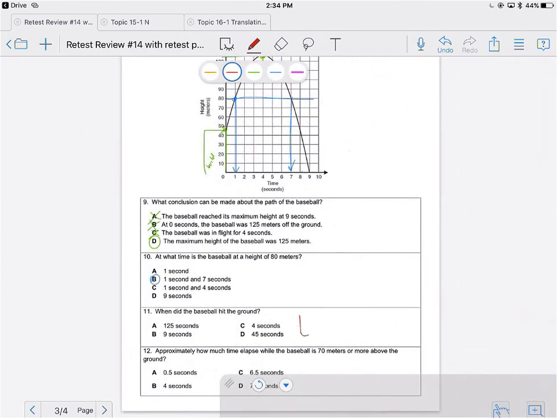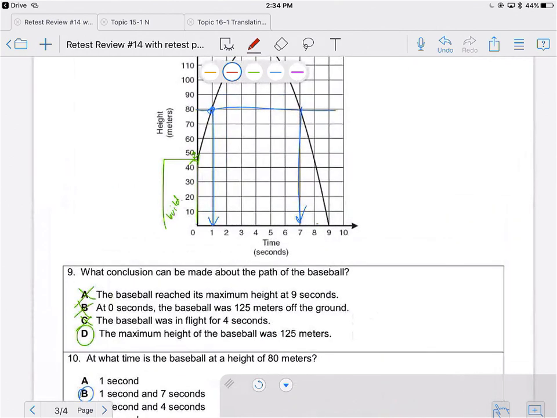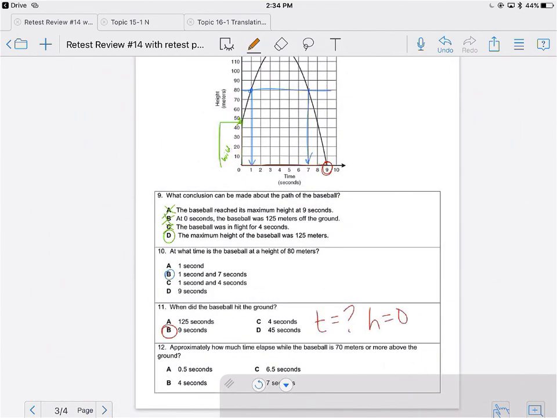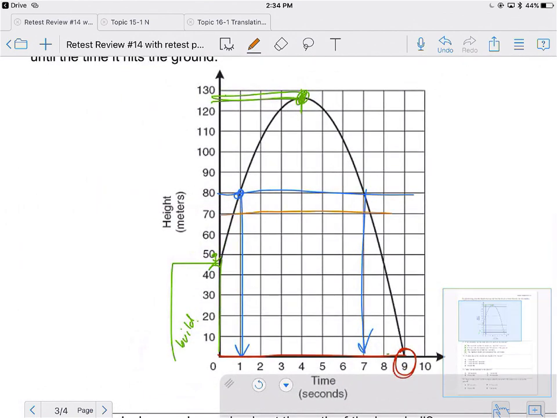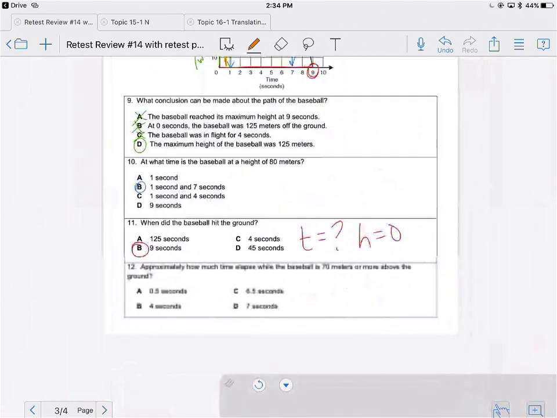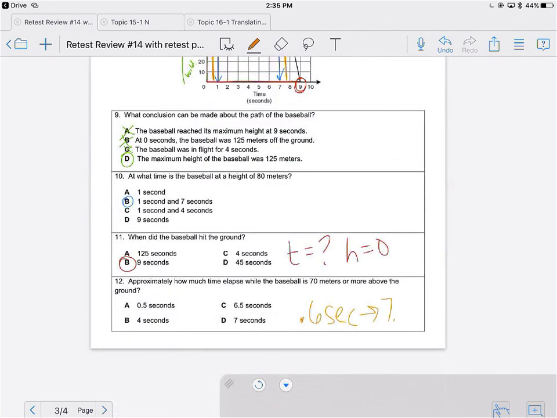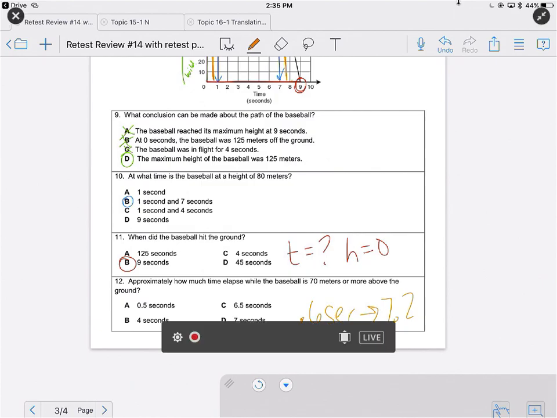When did the baseball hit the ground? What is the time when the height is 0? So my height is 0 here, which would be 9 seconds. And how much time elapsed while the baseball is 70 meters or more above the ground? So the ball hits 70 meters at about what, 0.6 seconds? And it's there from 0.6 seconds, above 70, all the way until like 7.2-ish. Of course, I'm just estimating these.